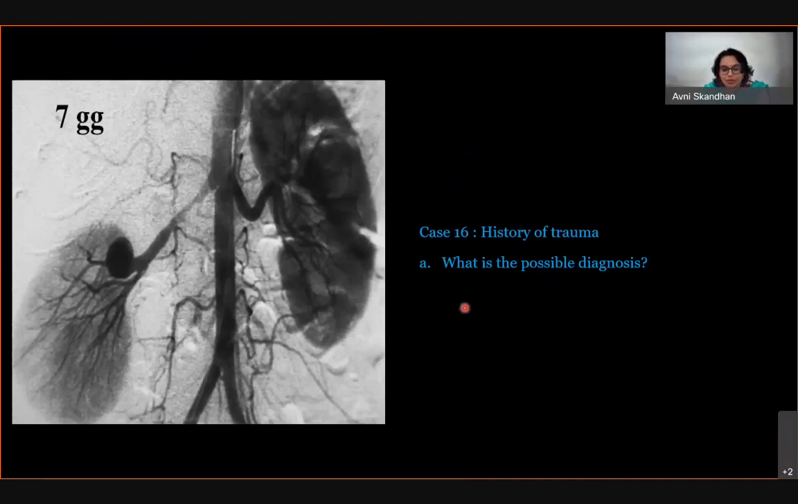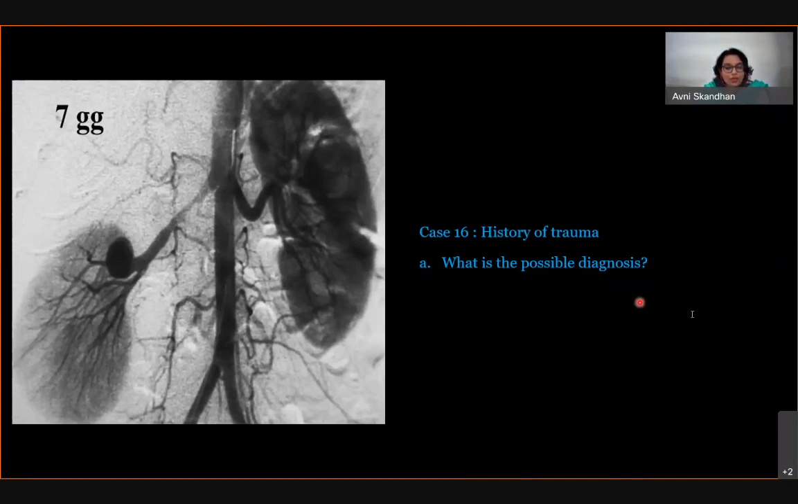This is a patient who has had a history of trauma. What is a possible diagnosis? I'm skipping a lot of discussion because I have a lot of slides and I won't be able to cover them. Yes. So, most of you are saying it's a pseudoaneurysm. It is a pseudoaneurysm and not an aneurysm as has been mentioned by a couple of you.